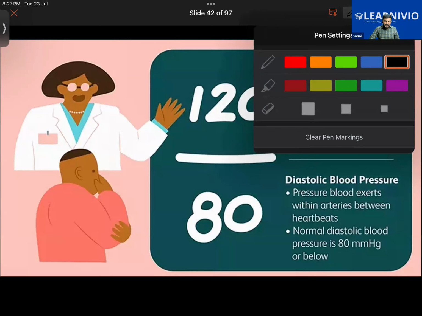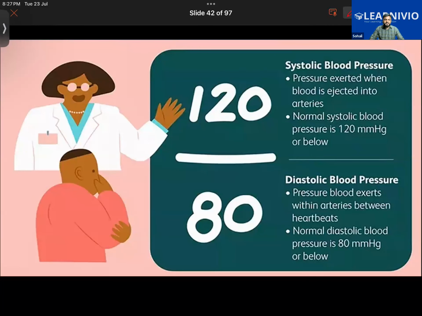Fatima, read the given two paragraphs quickly. Systolic blood pressure is exerted when blood is injected into arteries. Normal systolic blood pressure is 120 mmHg or below. Diastolic blood pressure is the pressure blood exerts within arteries between heartbeats. Normal diastolic blood pressure is 80 mmHg or below. Okay, it's millimeter mercury: mm for millimeter, Hg for mercury.